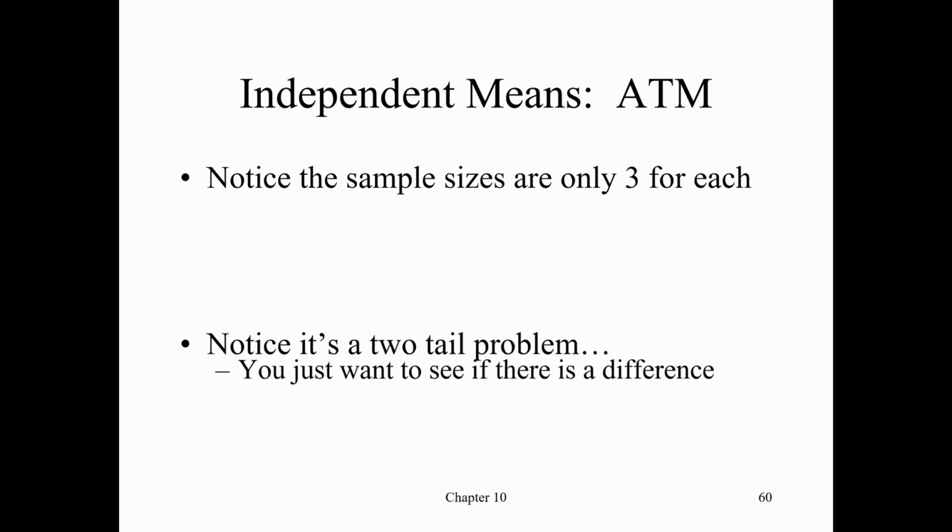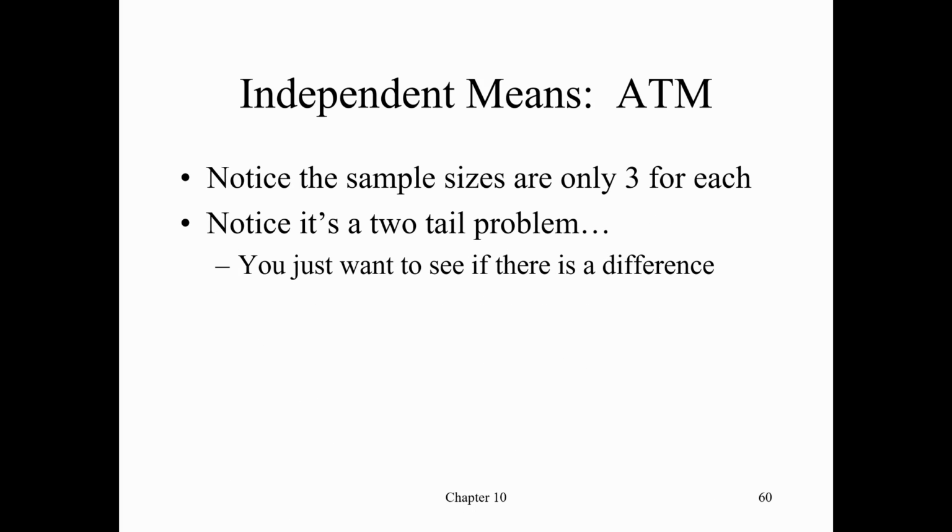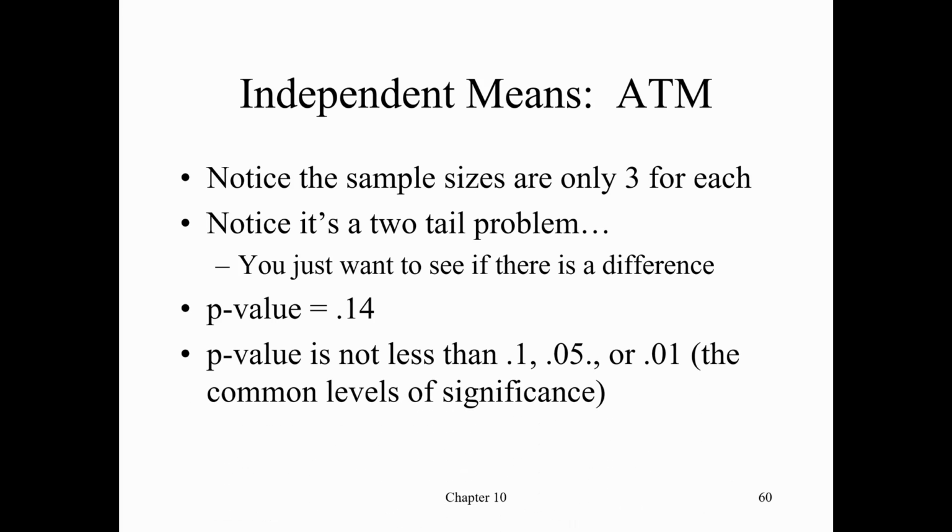Notice the sample sizes are only 3, and it's a two-tailed problem, or not equal to in the claim. P-value is 0.14. That is not less than any of the common values for level of significance. So sometimes you don't really need a level of significance. It's not going to be used to help you find your p-value. It's just used to compare at the end. So typically p-value is either so low or so high that you almost don't even need a level of significance, because it's either going to be less than all 3 of them or greater than all 3 of them.